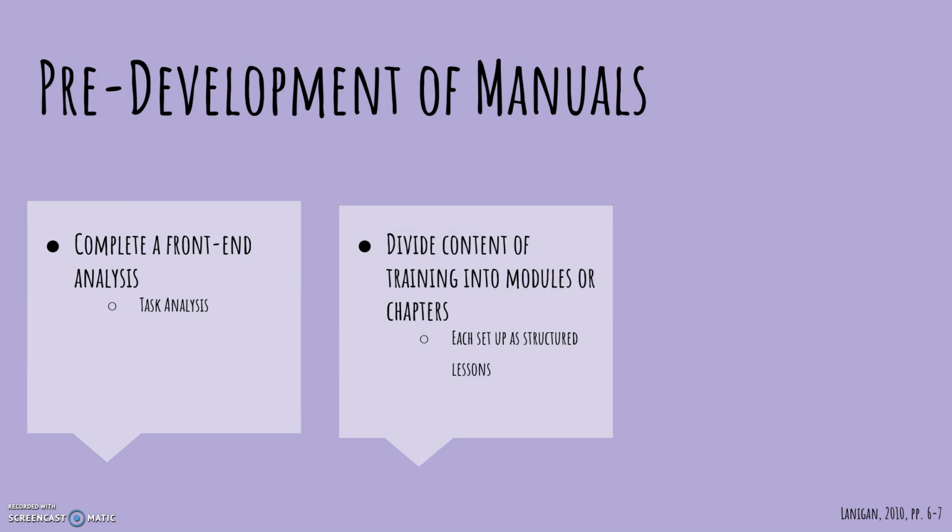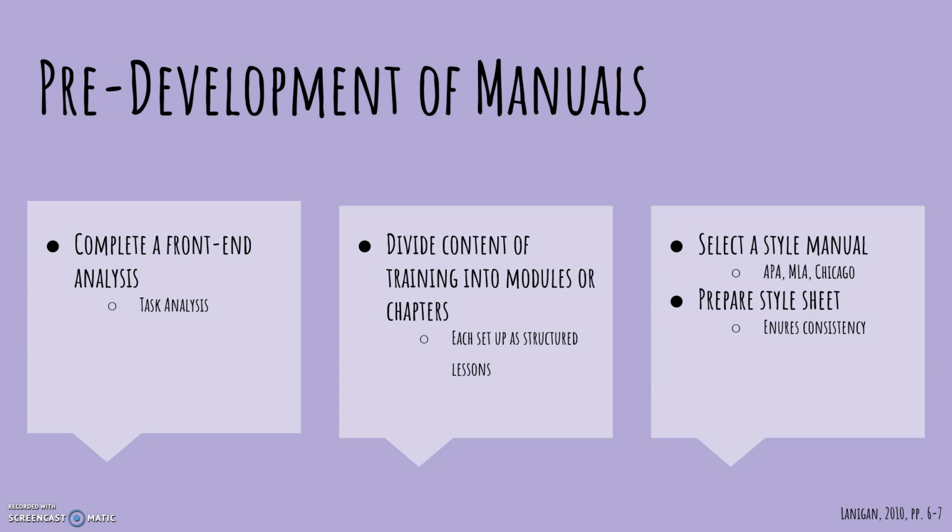Step 2, divide the content of your training into modules or chapters. This ensures you set up a structured lesson. Step 3, select a style manual and prepare a style sheet to ensure consistency. Examples may include APA, MLA, and Chicago.